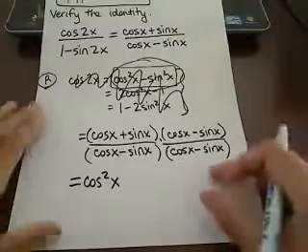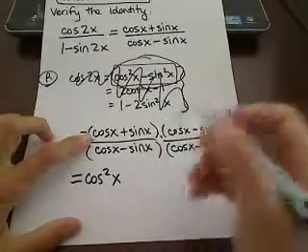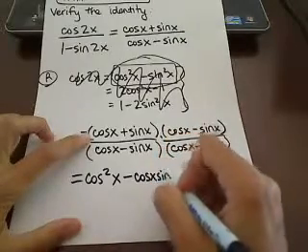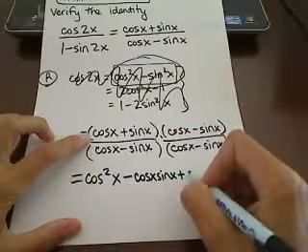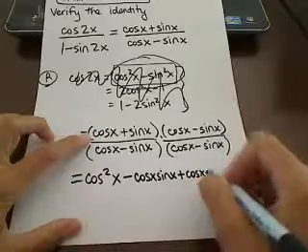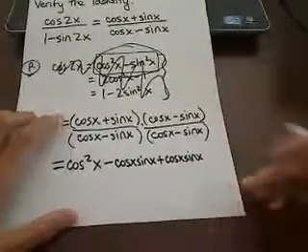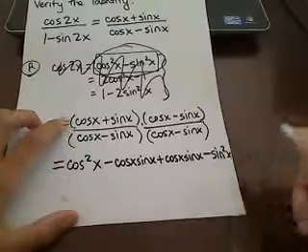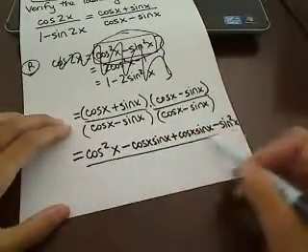In the numerator, we get cosine squared x. The outside is a negative cosine x sine x. The inside is a positive cosine x sine x. And the last there is a negative sine squared x.